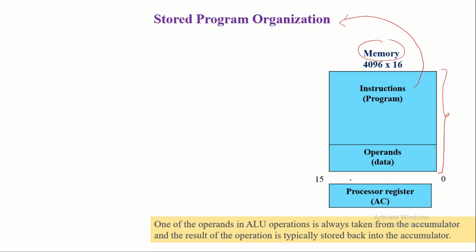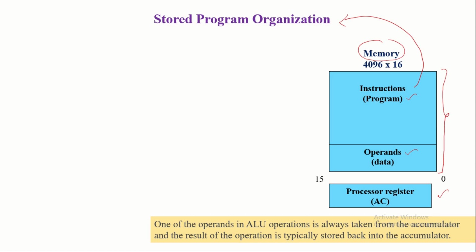Here in this example, you can observe that in the first portion of the memory, instructions are stored, and in the second portion of the memory, operands are stored. A collection of instructions is also known as a program, and operands are also known as data. And here, in addition to memory, a processor register is also specified in a basic computer organization.